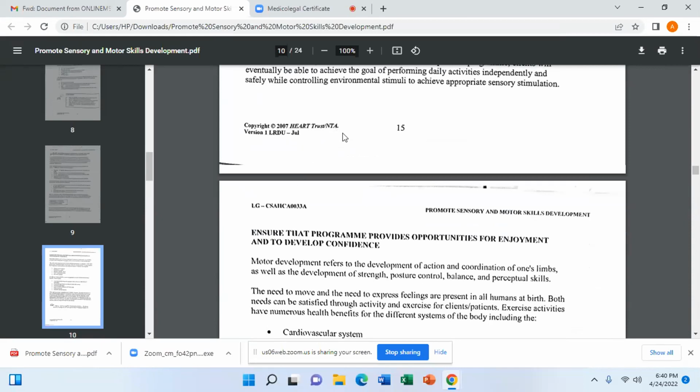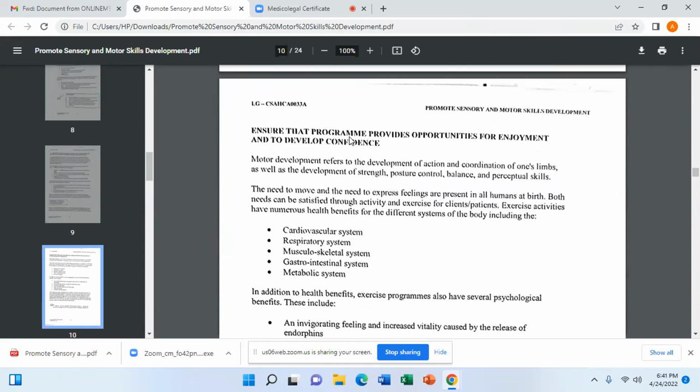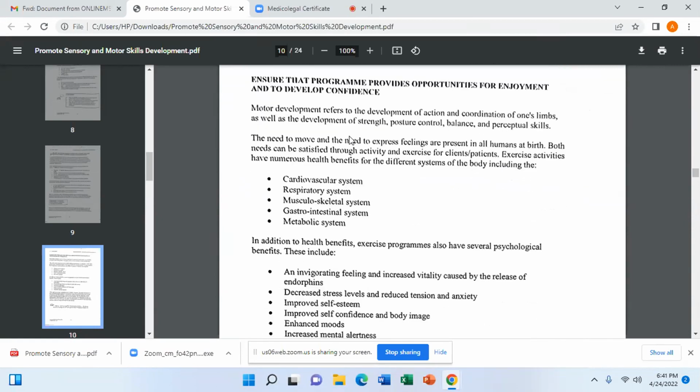So it's not the case that they plan it and therefore they will do it because they already know. It would be something that they develop independently. They thought of it on their own, right? It says ensure that programs provide opportunities for enjoyment and development. So any program that you're doing would actually be geared towards enjoyment and developing the confidence of the patient.